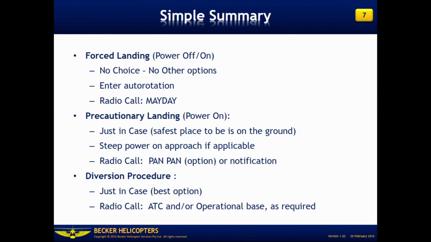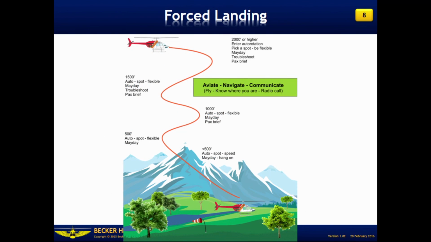So, forced landing, no choice. Precautionary landing, power on. And then we've got another option, of course, which is a diversion. Okay, I'm going to just change my plan and I'm going to go here instead of there. So, forced landing, I've broken it down a bit.